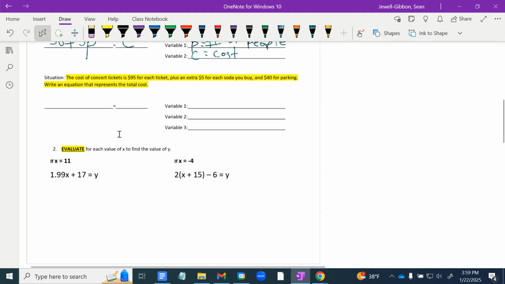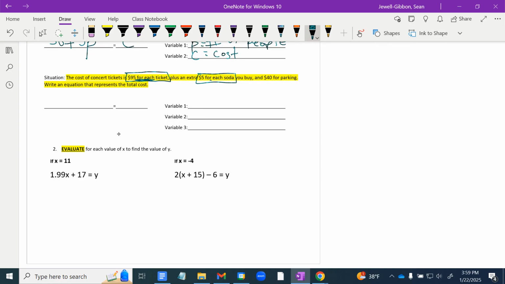All right, last one here. The cost of concert tickets is $95 for each ticket, plus an extra $5 for each soda you buy, and $40 for parking. This is a tricky one. We have a bunch of variables here. All right, we're going to write this equation out. Here it's going to be a little bit trickier to determine which is our starting one, so we're going to do this carefully. We have $95 for each ticket, so that "for each" again tells me that we're probably talking about a rate, plus an extra $5 for each soda you buy.